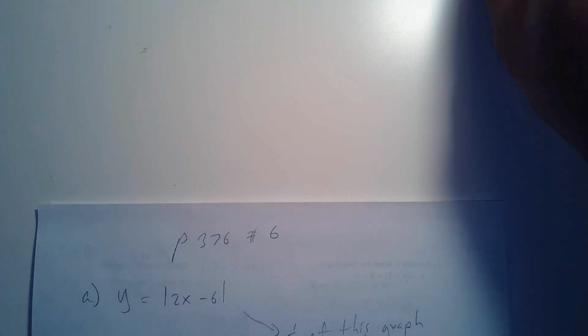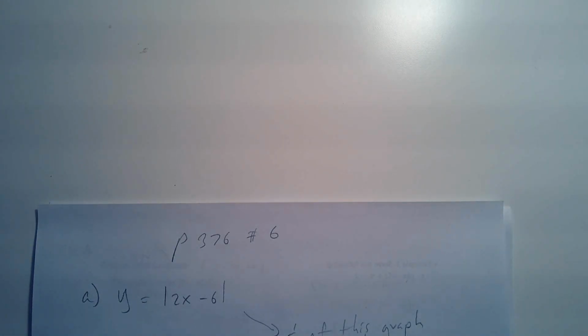Hi, Math 11. So I got some questions on how to graph the absolute value functions. So I want to start with that, and then we'll get into the new material. Okay, so let's look at this one here. y equals absolute value of 2x minus 6.